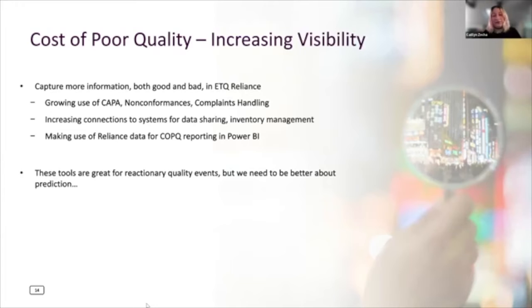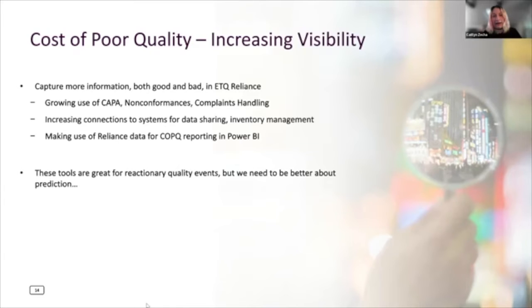But in order to do that, we need to increase the visibility that we tend to have these habits to begin with. So the first thing is making our data available to us and actually starting to track and trend that. And one of the things that we're really latching onto now, most recently in the last couple of years, is making use of our Reliance data through reporting in Power BI. So really pulling a lot of that COPQ data out, putting it into Power BI and paying more attention. Many of our businesses are now taking all of their CAPA data out, their nonconformance data out. Those that are heavy users of complaints handling, pulling that into Power BI, and we're pulling that data here.